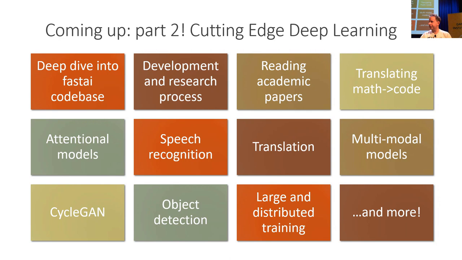looking at all of this interesting stuff, in particular going deep into the FastAI code base to understand how we built it exactly. As we were building it, we created notebooks of here is where we were at each stage. So we're actually going to see the software development process itself. We'll talk about the process of doing research, how to read academic papers, how to turn math into code, and then a whole bunch of additional types of models that we haven't seen yet. So it'll be kind of like going beyond practical deep learning into actually cutting edge research.